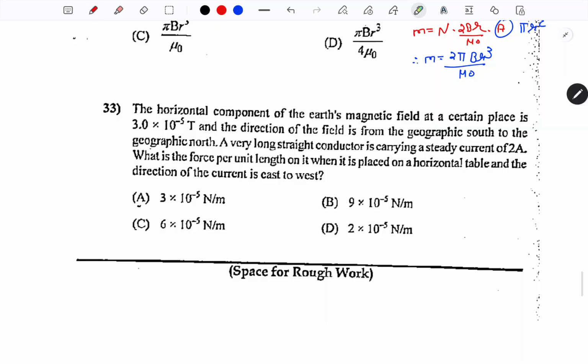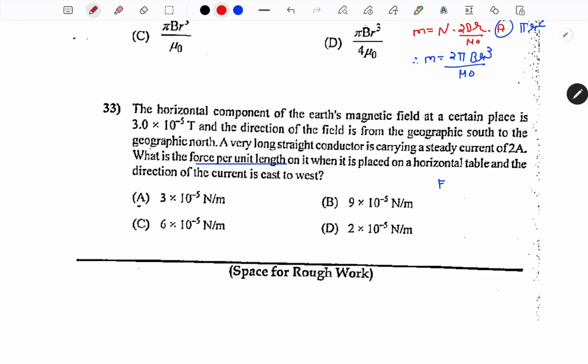Next question. The horizontal component of Earth's magnetic field at a certain place is 3 into 10 to the power minus 5 Tesla, and the direction is from geographic south to geographic north. A very long straight conducting wire carrying a steady current of 2 ampere is placed on a horizontal table. Find the force per unit length of the wire. Oh, direct simple textbook question, but it has been made very long. Understand, it is directly one thing. Force per unit length is asked.